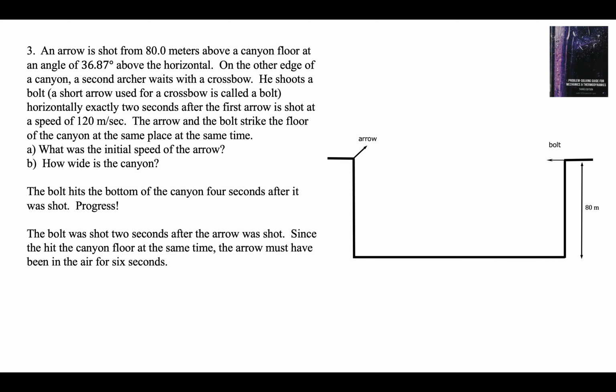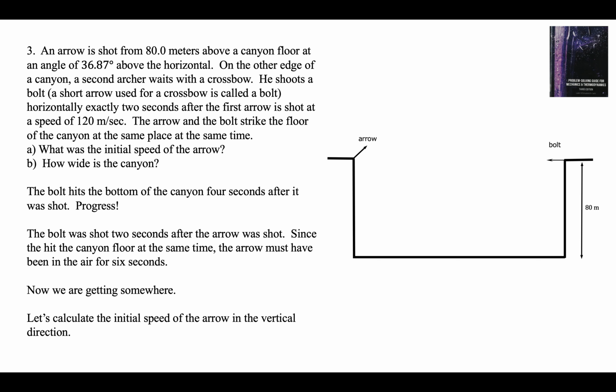The bolt was shot 2 seconds after the arrow was shot. They hit the floor at the same time. The bolt was shot 2 seconds after the arrow, so the arrow must have been in the air for 6 seconds. Now we're getting somewhere. The arrow was in the air for 6 seconds and it fell a net of 80 meters. We can calculate the initial speed of the arrow in the vertical direction with that information.